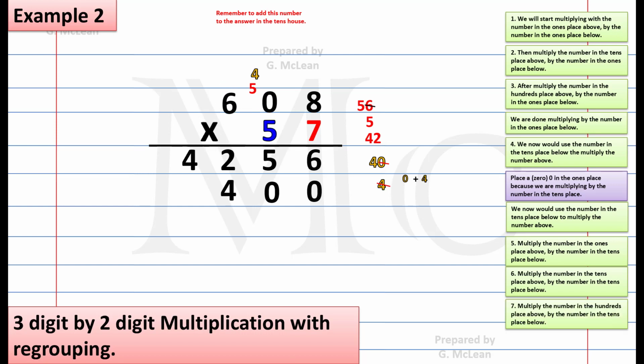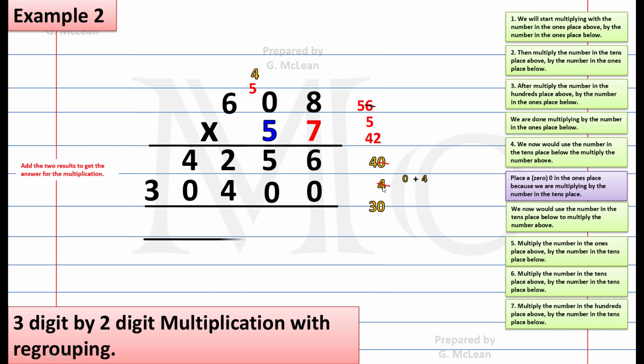Then we multiply again. 5 times 6 will give us 30. There are no more numbers to multiply here, so you can simply just put the whole 30 down. Next step, add our results. 6 plus 0, 5 plus 0, 2 plus 4, 3 plus 4 plus 0, and 3 there.